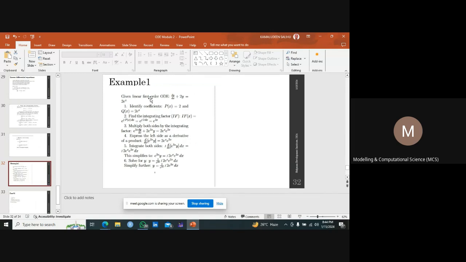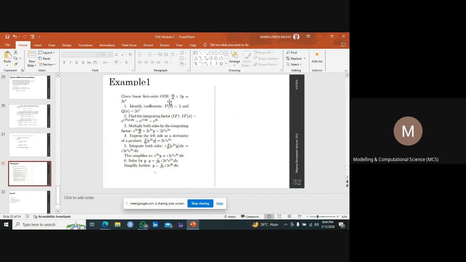Given a linear first order differential equation, now we have a problem: dy/dx plus 2y is equal to 2 exponential x. As I said, the number 1 important thing in solving a differential equation is inspecting. You have to inspect what type of question you are given, and what form the question takes.